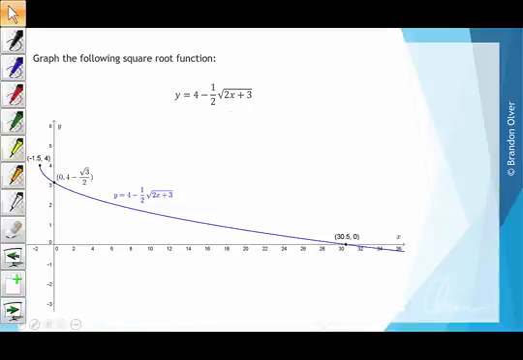So the last slide was getting a little bit cramped, so here's a computer generated graph of the function y. You can see the starting point is at x negative 1.5, y is 4, goes to the y-intercept of (0, 4 minus √3/2), and finally goes to the x-intercept at 30.5.